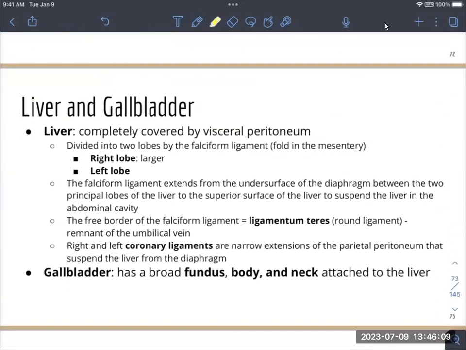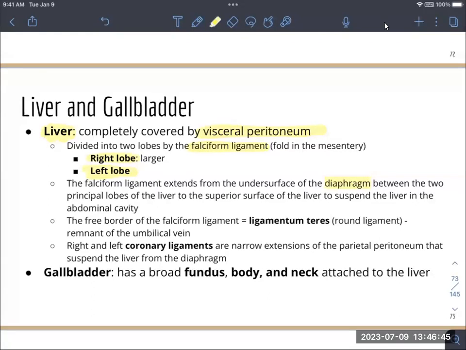So the liver and the gallbladder. Again, some more accessory organs. The liver, it's covered by that visceral peritoneum completely. We have a right lobe and a left lobe that is separated by that falciform ligament. That falciform ligament kind of goes up to that diaphragm and helps to suspend that liver, attaching it to that diaphragm.